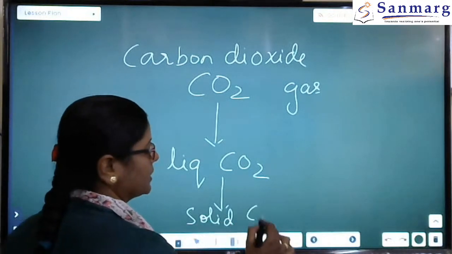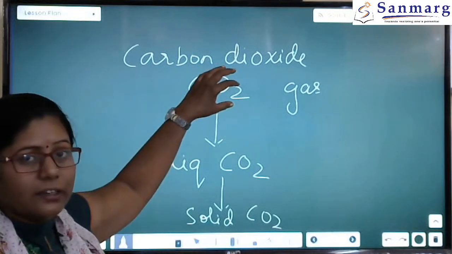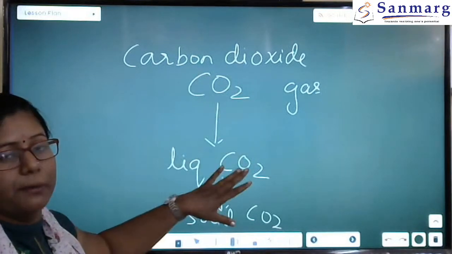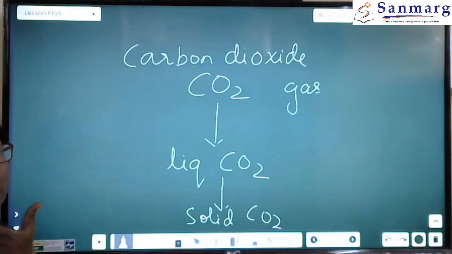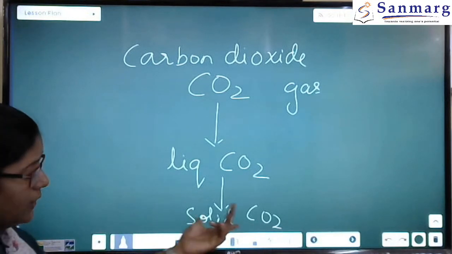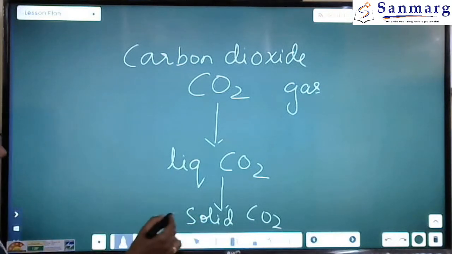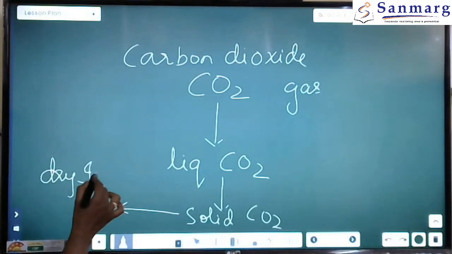We can convert it. Carbon dioxide which is in gas state can be converted into liquid carbon dioxide. Further this can be converted into solid carbon dioxide. Have you heard? Solid carbon dioxide is called as dry ice. It is called as a dry ice.